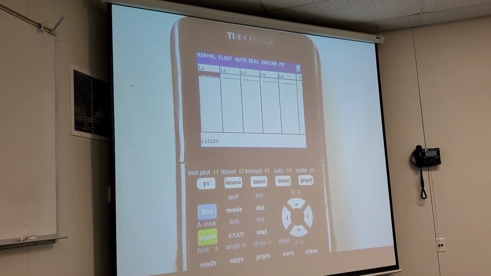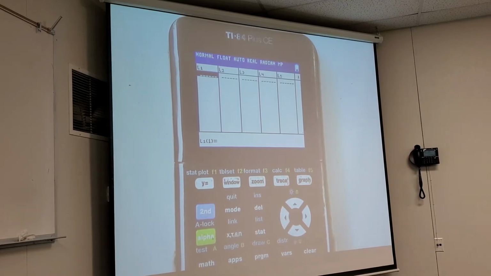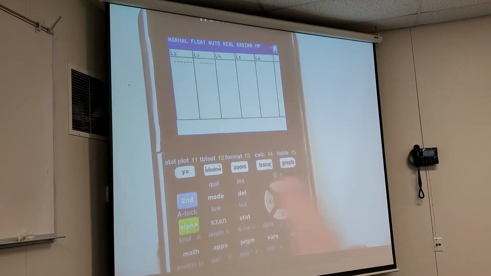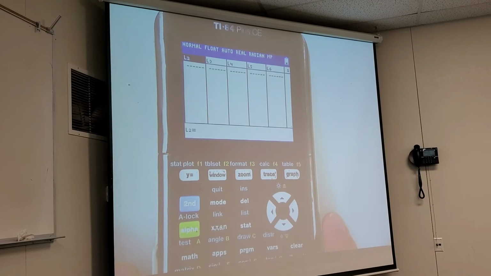Is anyone missing a list? Does yours start at list 2 or something? All right, let's do this. Everybody highlight L1 and hit delete. Where did your L1 go? It's gone. All right, so let's get it back, because this is going to happen.